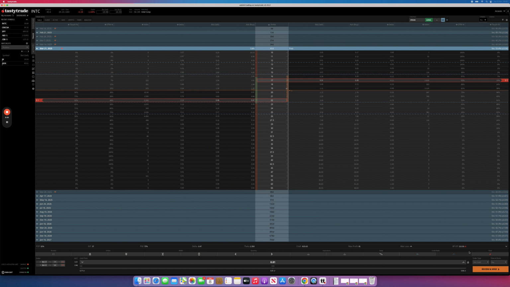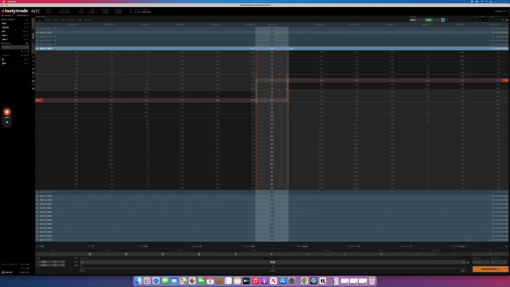Okay, so that's how you do it, and that's basically everything you need to know about putting on a naked position. This is a naked or undefined risk position. This will fit inside pretty much every portfolio. This is just one example, but you just want to do this as many times as you can. But you want to keep your position sizing in check as well.